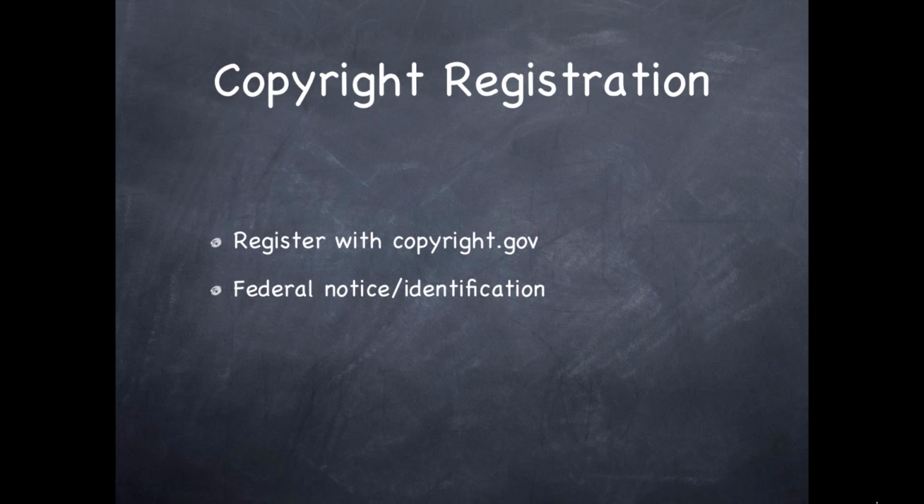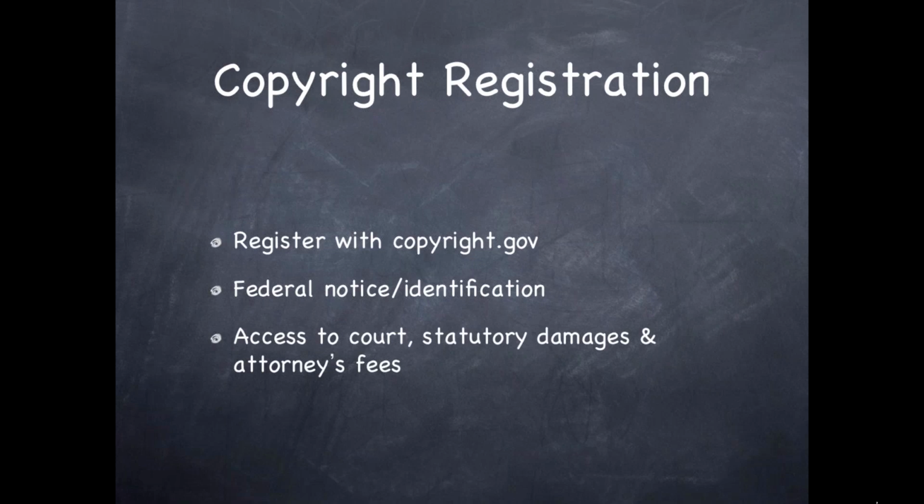It gives you the ability to provide federal notice and identification. And most importantly, your copyright registration gives you access to the courts, statutory damages, which is a mathematical formula for us to calculate how many exposures, how many views, how many copies were made of it, and multiply it times a number.